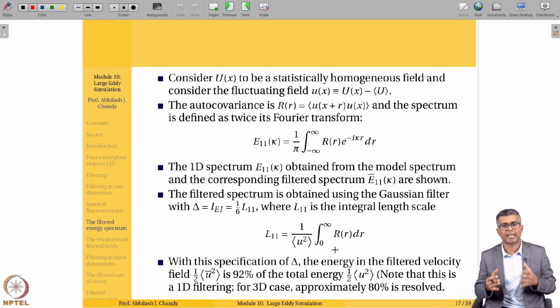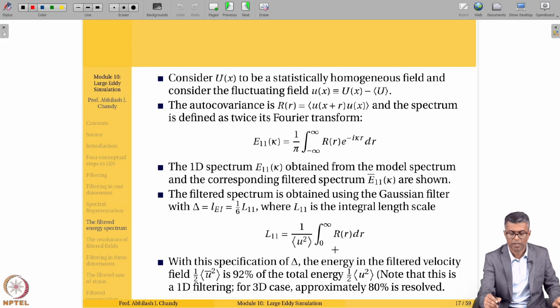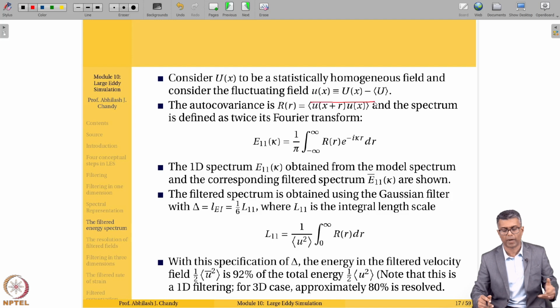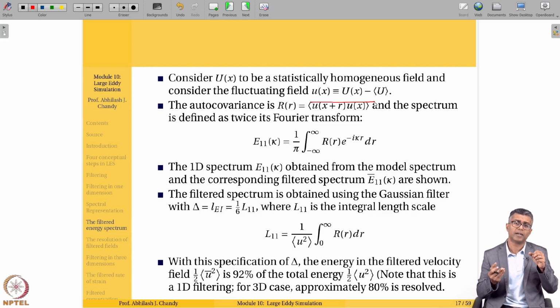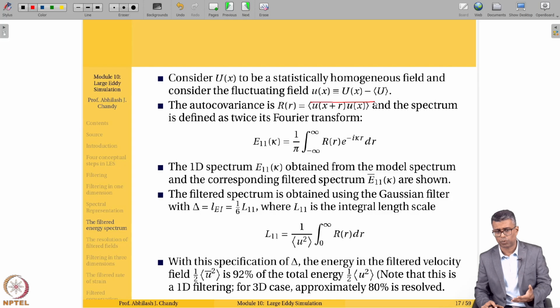Okay, so that is what is described here. Again, just to give a little bit more of a description, if you consider your u of x to be a statistically homogeneous field and consider the fluctuating field to be u minus u bar, then your autocovariance is the mean of u of r plus x times u of x. The energy spectrum is basically the Fourier transform of the autocovariance. That is what we have done here.